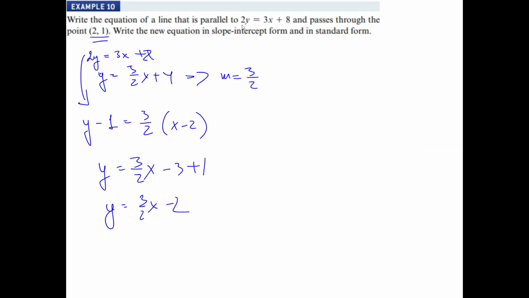And if I want the same format, for example, here, I probably take this. That's the general form. And this one, I times 2, and I have what? 2y equals 3x minus 2. So 3x minus 2y equals 2.